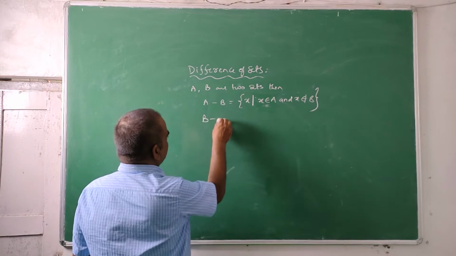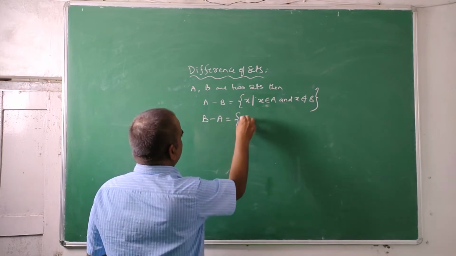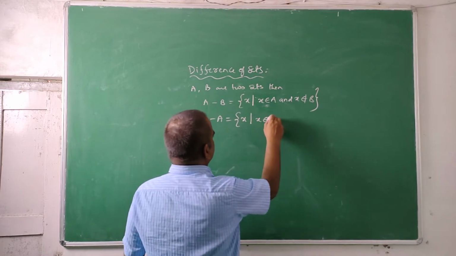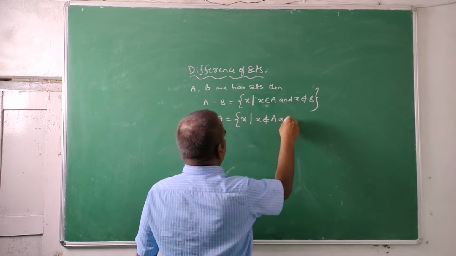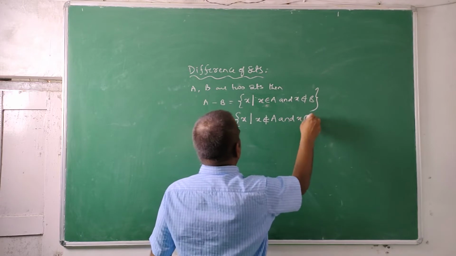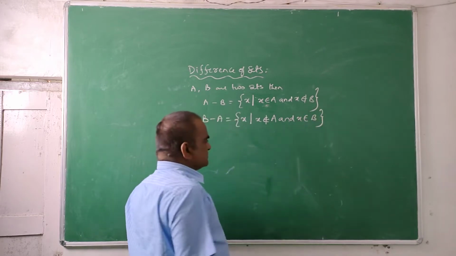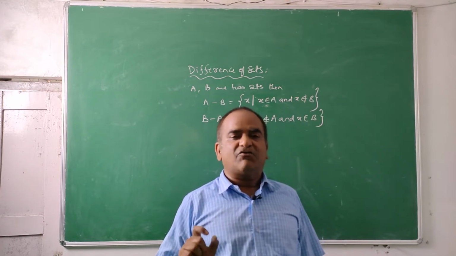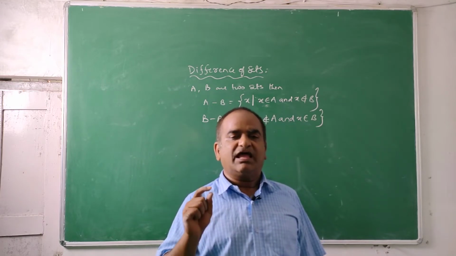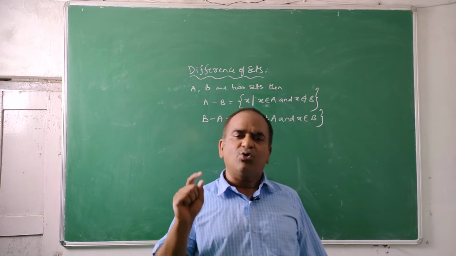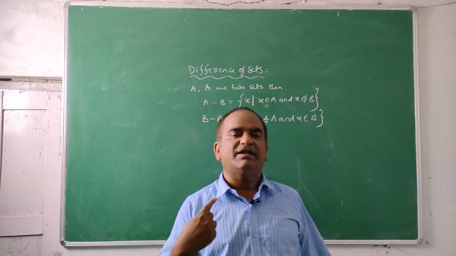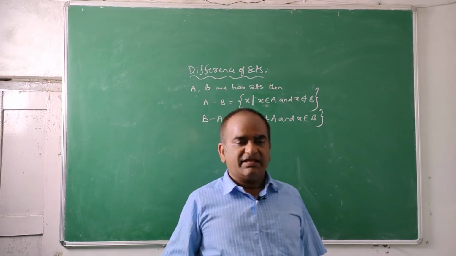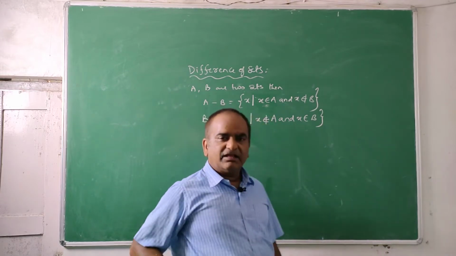So B minus A means the set of all x such that x does not belong to A and x belongs to B. So you have to collect the exclusive elements of B, the elements which are present only in B. The common elements you have to ignore and collect the elements of only B. That is called B minus A.